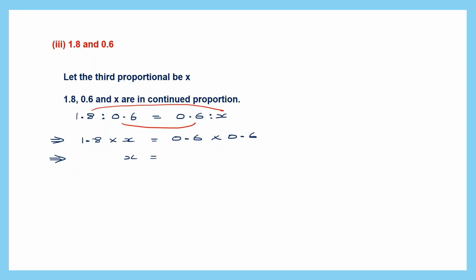X will be equal to 0.6 into 0.6, and this is divided by 1.8 because we have transposed it from the left hand side to the right hand side, because it's multiplication on the left. When it came here, it became division. Now let me try and cancel here. Now if I ignore the point, what does this number become? It becomes 6. If I ignore the point here, it becomes 18. So 6 and 18 I can cancel, isn't it?